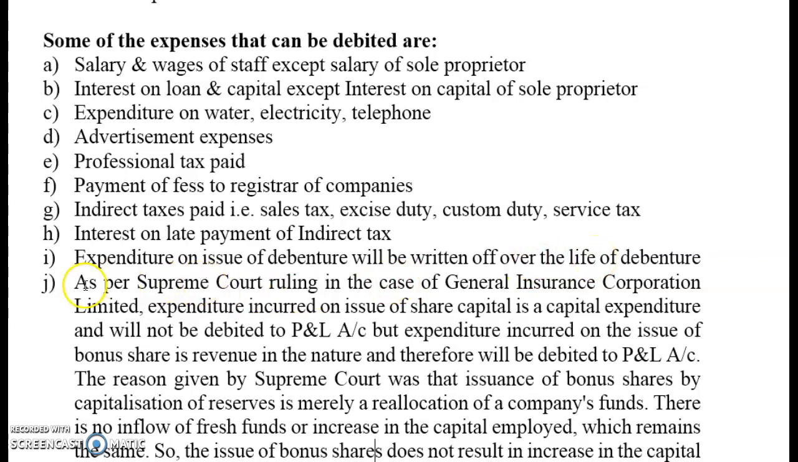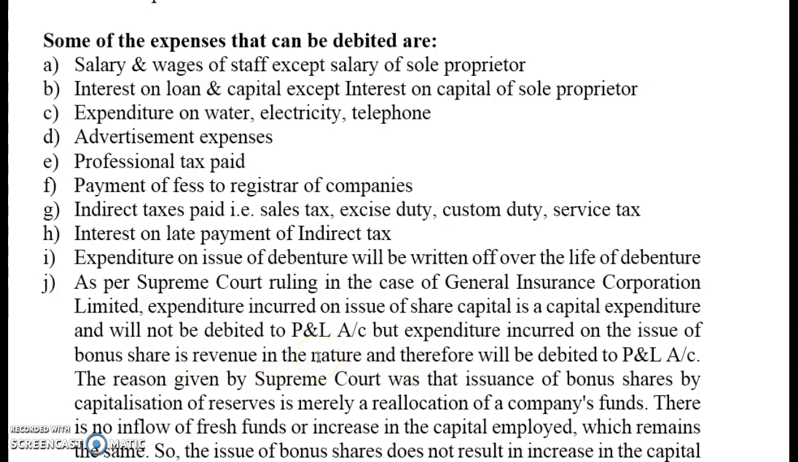And this is a very important ruling. As per the Supreme Court ruling in the case of General Insurance Corporation Limited, expenditure incurred on the issue of share capital is a capital expenditure and will not be debited to the P&L account. But expenditure incurred on the issue of bonus shares is revenue in nature and therefore will be allowed to be debited to the P&L account.